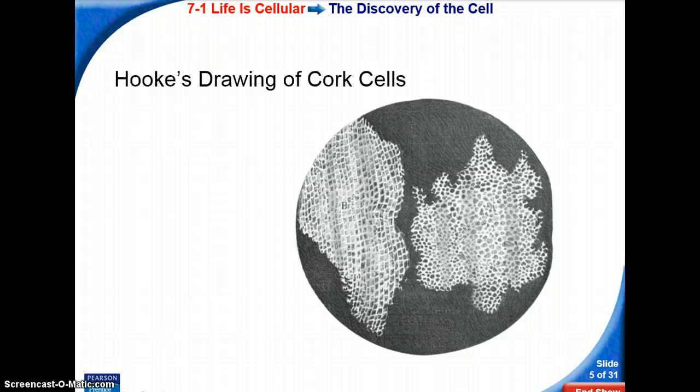Here's kind of what his drawing looked like. You can see that there's a couple different materials there, and they all look pretty similar. The one on the left labeled B is very uniform and everything is in straight lines, and then the one on the right is a little more circular.